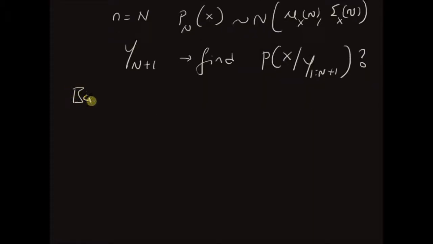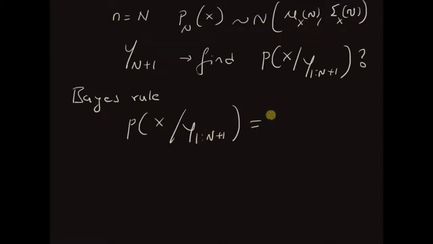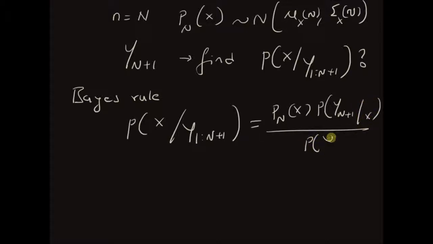So by using the Bayes rule, we know that the posterior p of x given the n plus 1 measurements is equal to the current prior multiplied by the current likelihood divided by the evidence due to the latest measurement. And this derivation is given in a previous video. Please follow the link for the derivation.